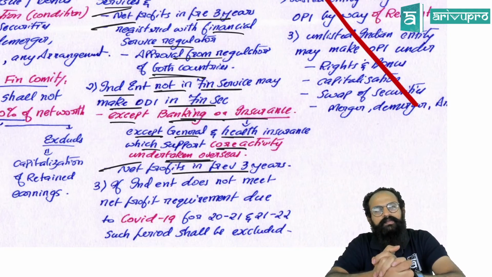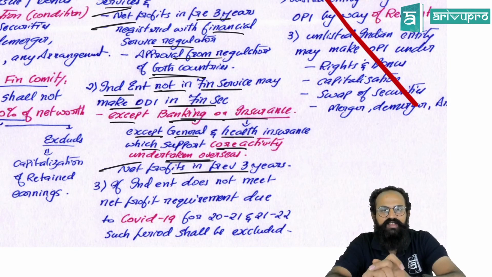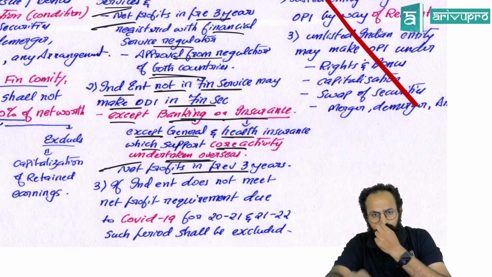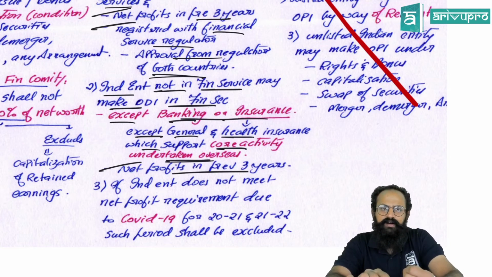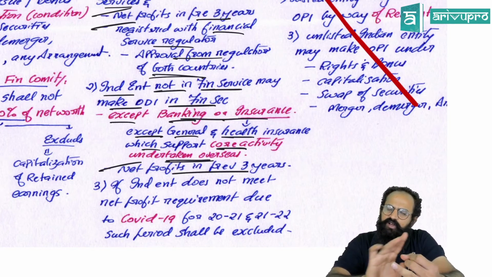So what they said is, when you're counting your 3 years, exclude these 2 years and you can still count it. It's absolutely allowed. Meaning, for example, imagine we are in 23-24. So I will count my 22-23. If my 21-22 and 20-21 are in losses, do not count them.